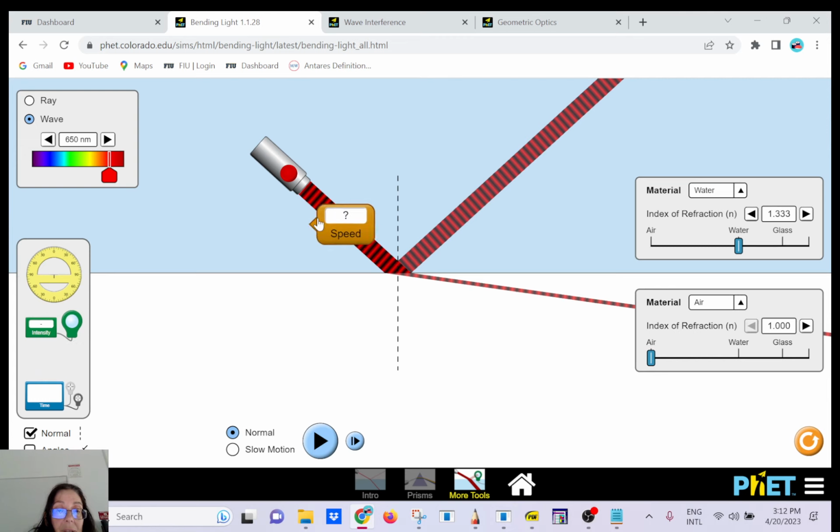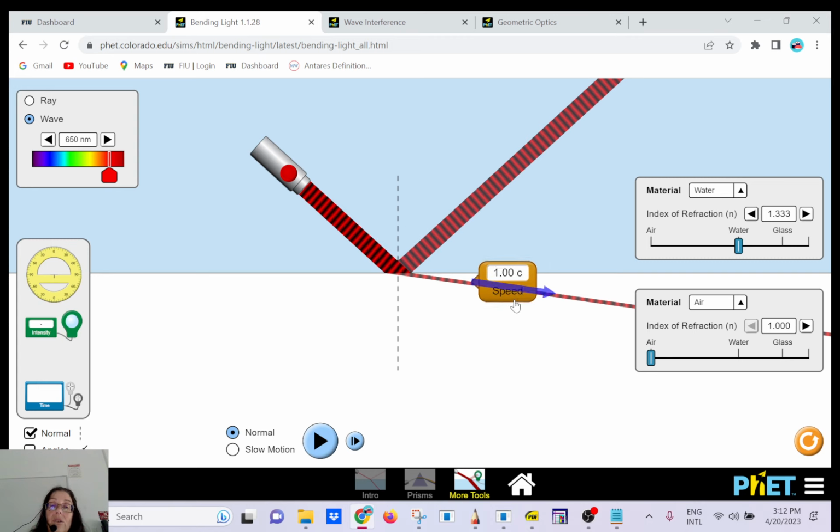Let's look at the speed. You see the speed of light here is 75% the speed of light in air. So it means when light goes through a medium like glass or plastic, the light will slow down, in that case, by 25%.